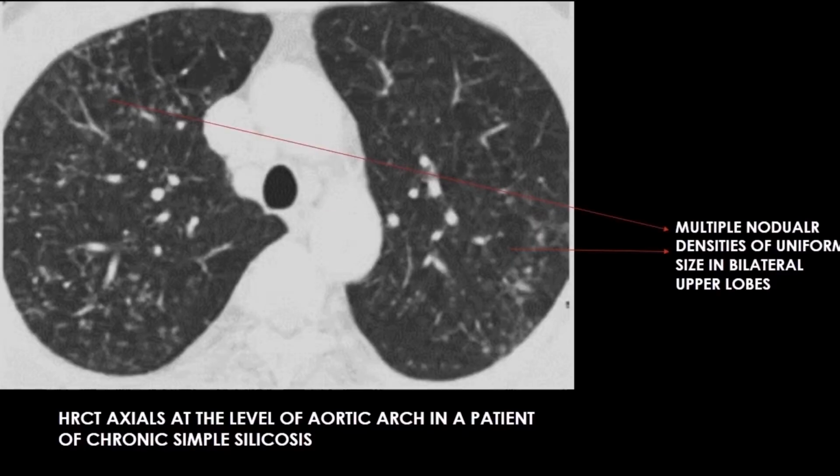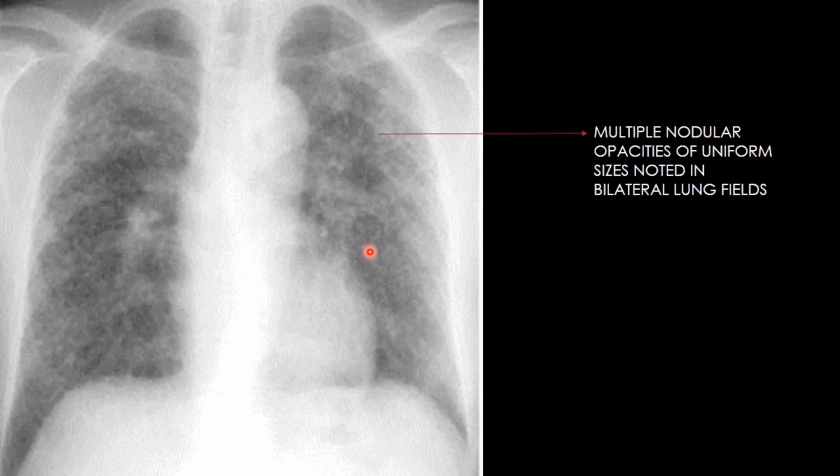CT chest in a lung window where you can find multiple nodular densities of uniform sizes noted in the bilateral lung fields in a patient with silica exposure. Chest X-ray PA view in a patient with silica exposure where you can find multiple nodular opacities of uniform sizes in the bilateral lung fields.